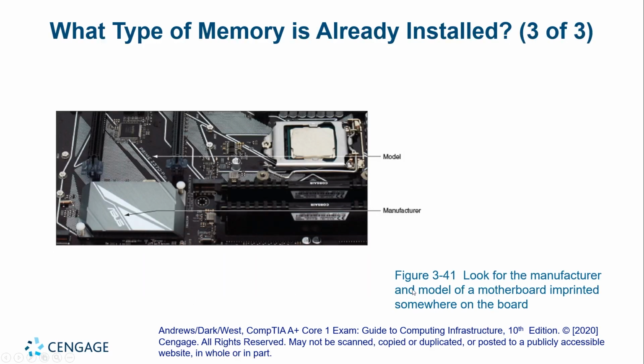Look for the manufacturer's model number somewhere on this board. We know it's an Asus board, and the model is Prime Z370-P. If you go online and search Asus Prime Z370-P in Google, you're going to get all the specifications and all the components that are going to work with that board. Then you can just go to whatever manufacturer or supply place you're using and order or purchase whatever you need.